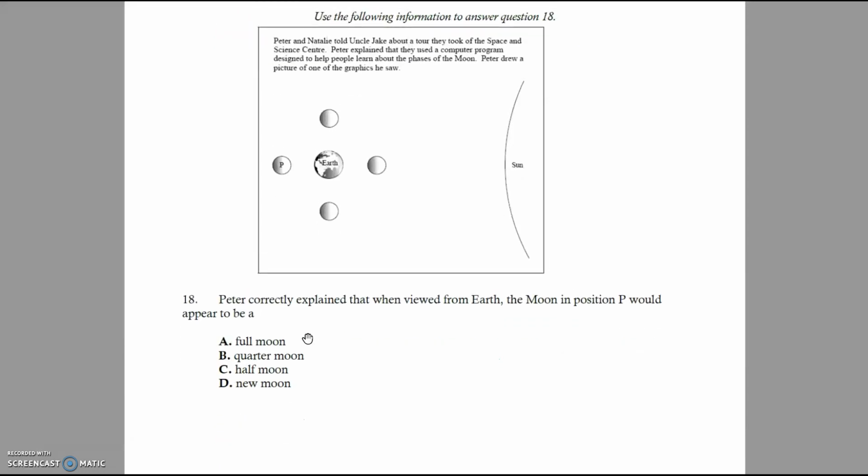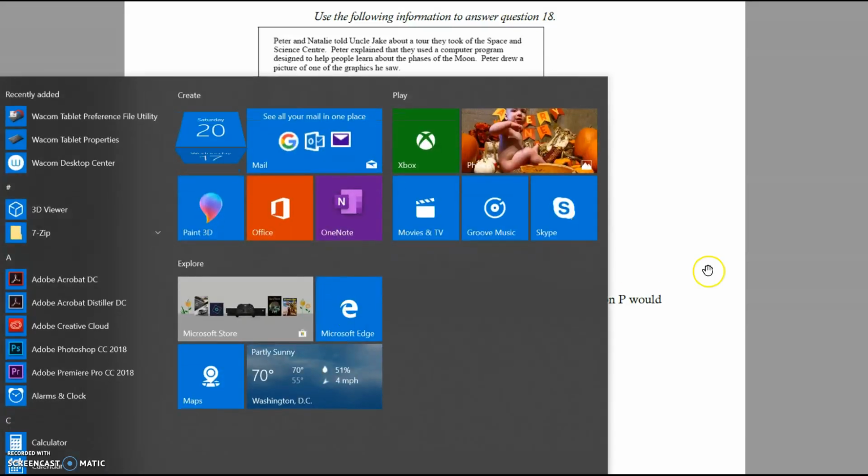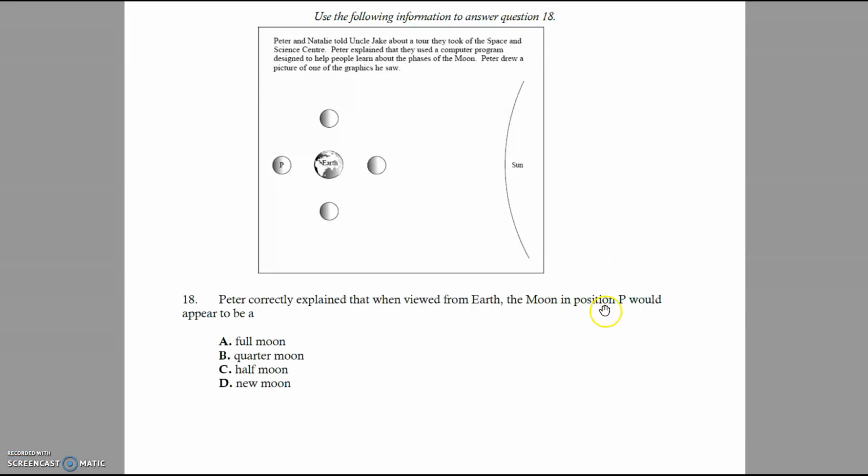Use the following information to answer question 18. Peter and Natalie told Uncle Jake about a tour they took of the Space and Science Center. Peter explained that they used a computer program designed to help people learn about the phases of the moon. Peter drew a picture of one of the graphics he saw. Here's Earth, there's a P here, and then Sun. Peter correctly explained that when viewed from the Earth, the moon in position P would appear to be A, full moon, B, quarter moon, C, half moon, or D, new moon.